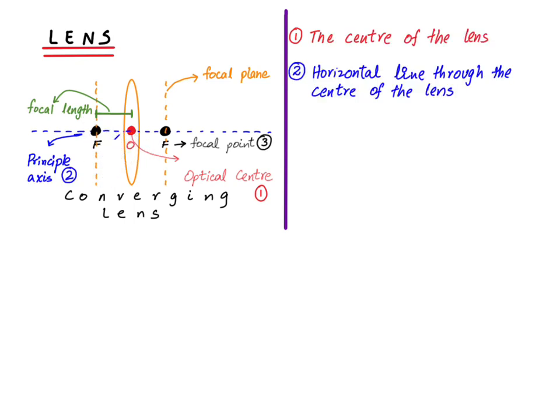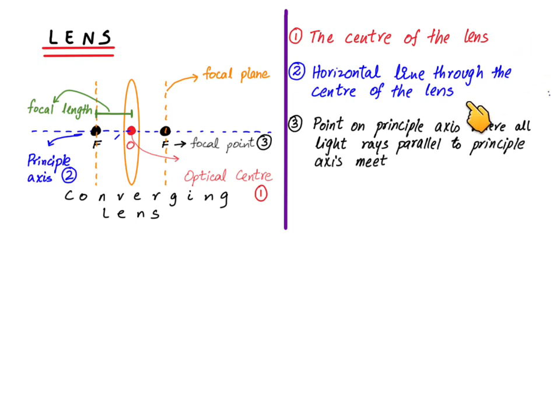Any problem, any confusion? Alright, let me identify these terms one by one. So optical center is what? It's the exact center of the lens. Then what is principal axis? Principal axis is basically the horizontal line through the center of the lens. Then what is the focal point? Focal point is a point on the principal axis.